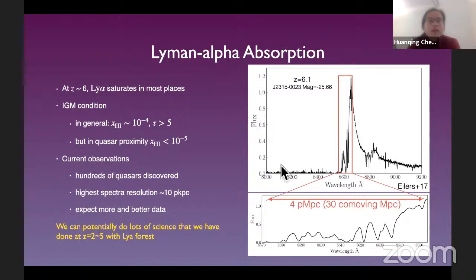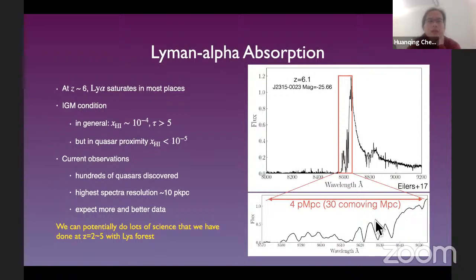However, there is one place where we can see non-zero transmitted flux: immediately close to the quasar, because the high ionizing flux from the quasar will further decrease the neutral fraction of the IGM. And this region, which we call the proximity zone, can extend up to dozens of comoving megaparsecs.